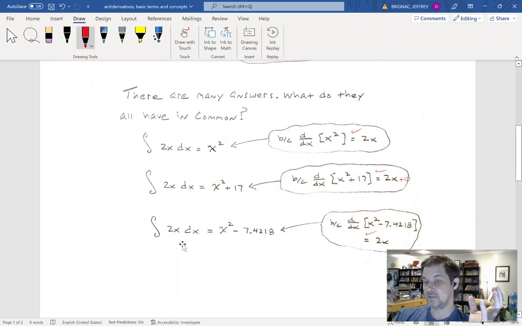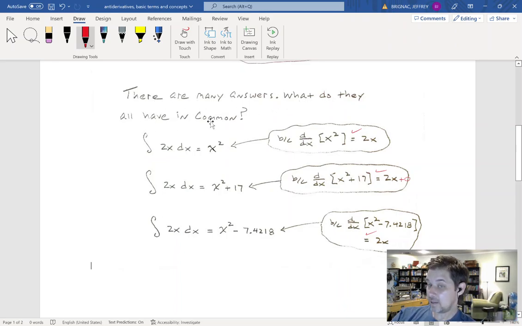an antiderivative. Okay, so right now I want you to have the awareness and understanding that you see that yes, all of these are correct. If you took the derivative of either of these answers I proposed, you would get 2x either way. And so therefore, they are all antiderivatives of 2x, okay? So there are many answers.